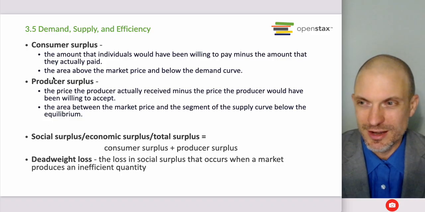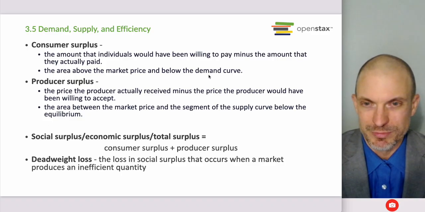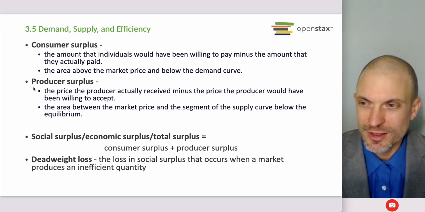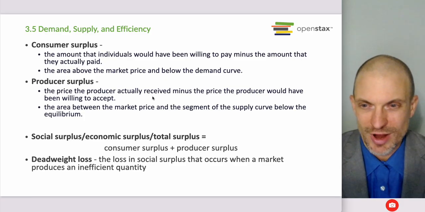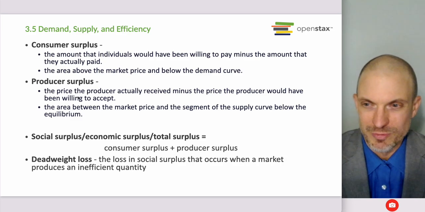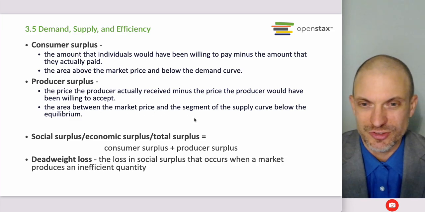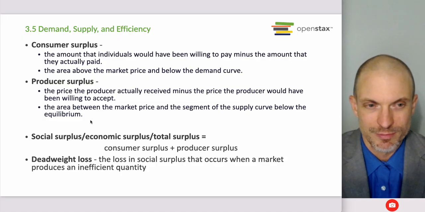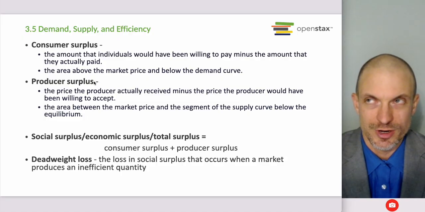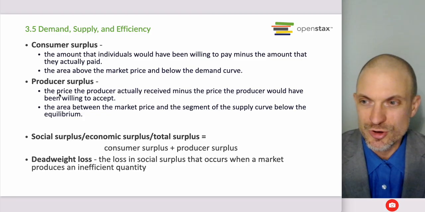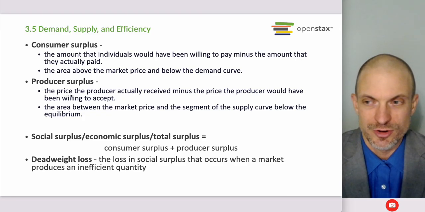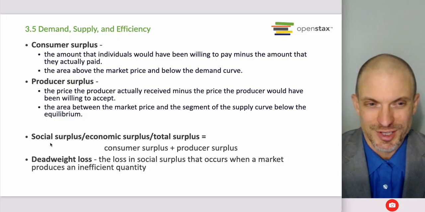That they actually paid. It's the area above the market price and below the demand curve. That's right. Producer surplus is the price the producer actually received minus the price the producer would have been willing to accept. So it's basically price minus marginal cost. It's the area between the market price and the segment of the supply curve below the equilibrium. That's right. Graphically, consumer surplus is the area under demand above price. Producer surplus graphically is the area under price above supply, or above marginal cost if you have, like, a monopoly.